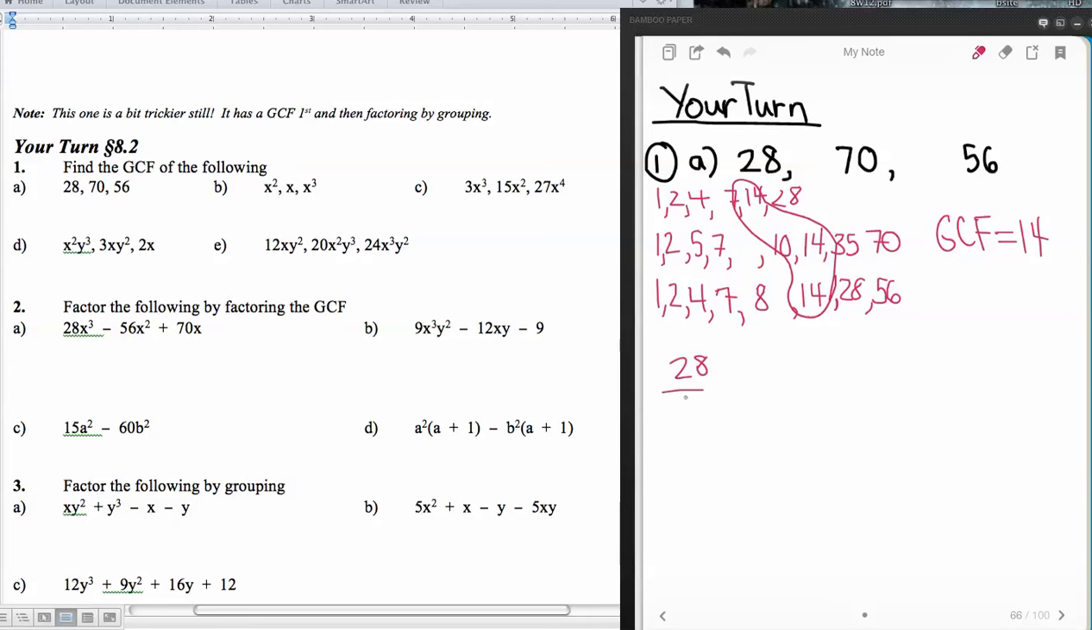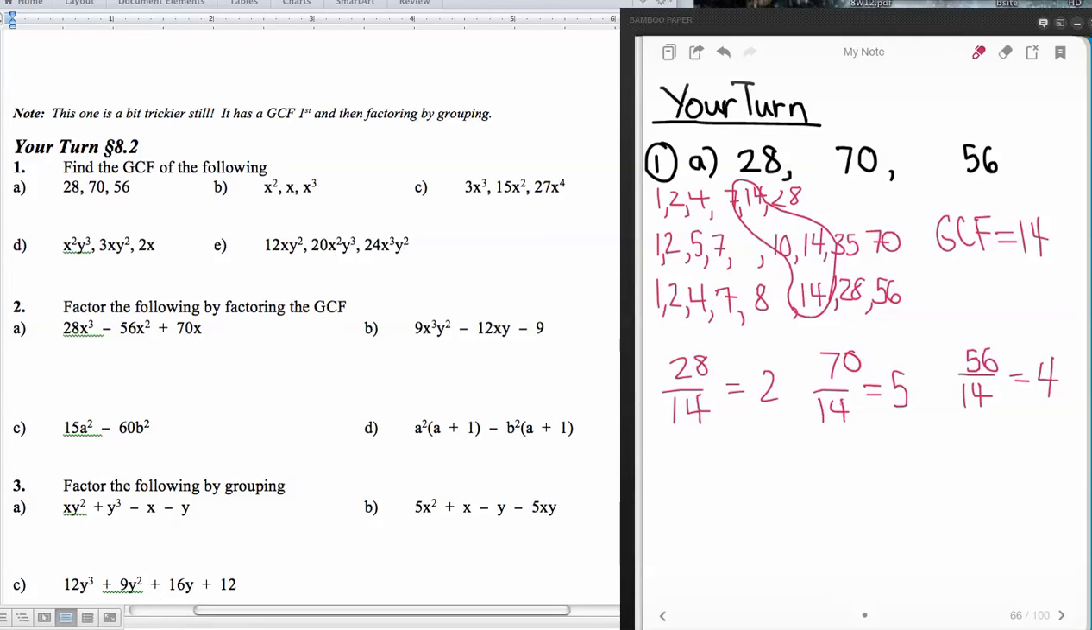So 28 divided by 14, well, that's 2. And then 70 divided by 14, and that one's 5. Is that right? Let's see, 20, that's 5, yes. And then 56 divided by 14, and let's see, that would be 4, right?